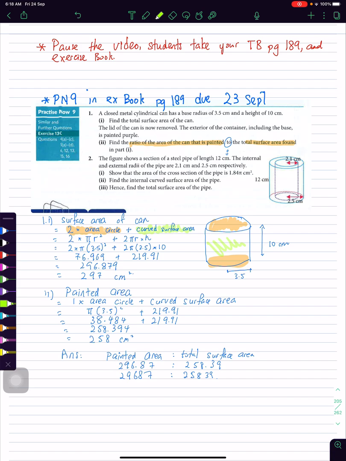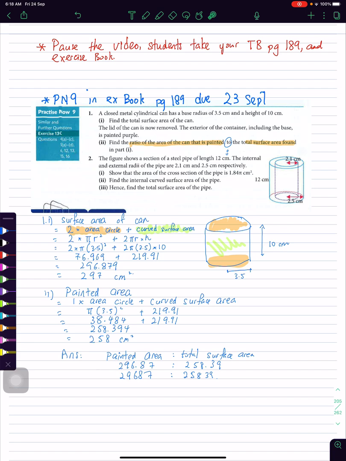Okay, so let's recap on the formula again. Now area of circle is just pi r square. So I will take pi times radius multiplied by 2 because there's one top and one bottom, as well as the curved surface area, which is a rectangle. And we mentioned the rectangle, the length is 2 pi r, so 2 times pi times radius. And the breadth of the rectangle is actually 10, the height. So by working this out, check that answer is 296.879 and round off to 3SF, 297.